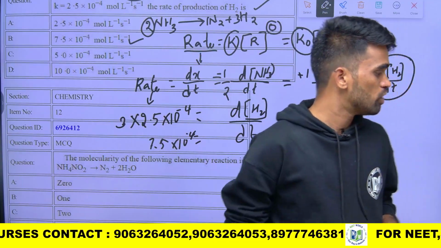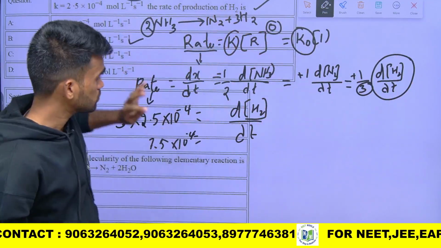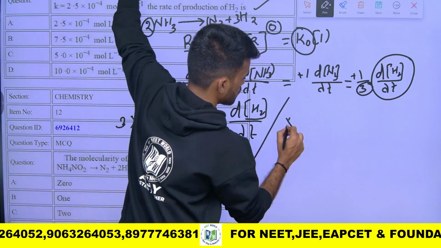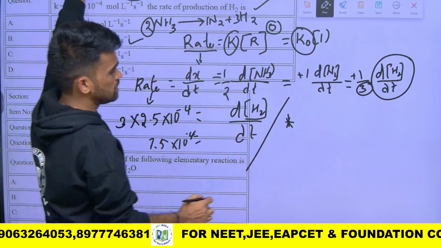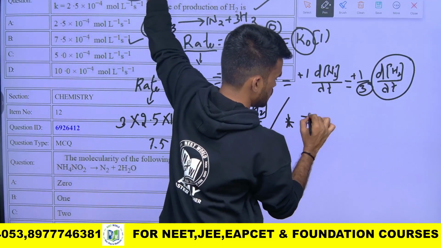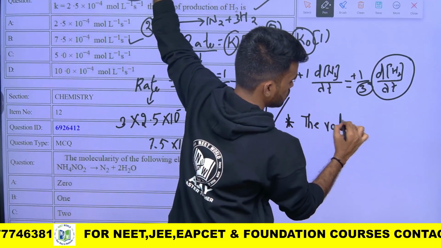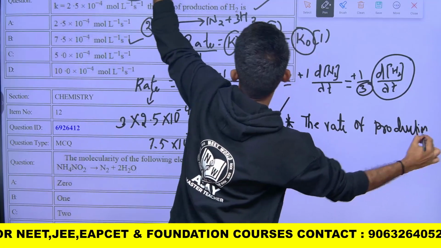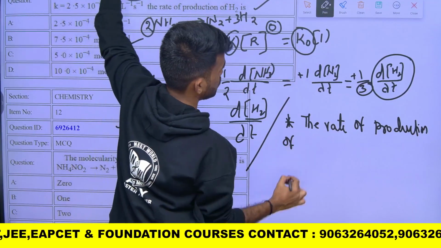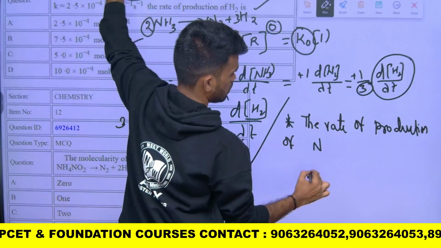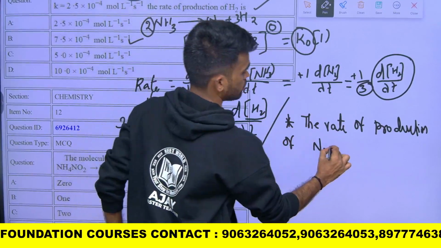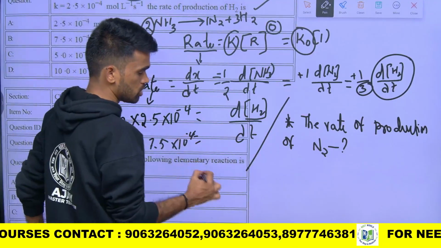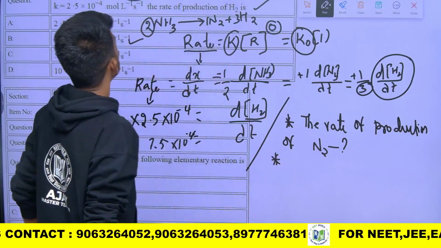Now I will give you one more question, because this is a very frequently asked question. Same question, same data, write the answer for this question. The rate of production of N2. What is the value for this? You can write in the comment box, and also the decomposition.